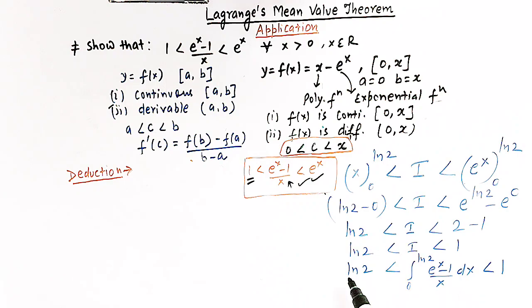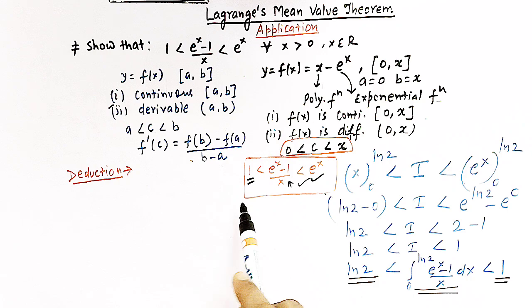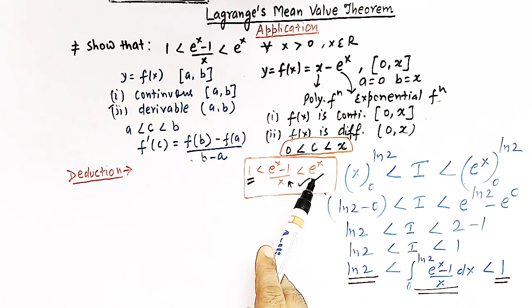So therefore, using this inequality, we have just proved that the value of this integral, that is 0 to natural log of 2 e raised to x minus 1 over x dx, lies between natural log of 2 and 1, right? And similar types of integral inequalities can also be proved using this inequality.